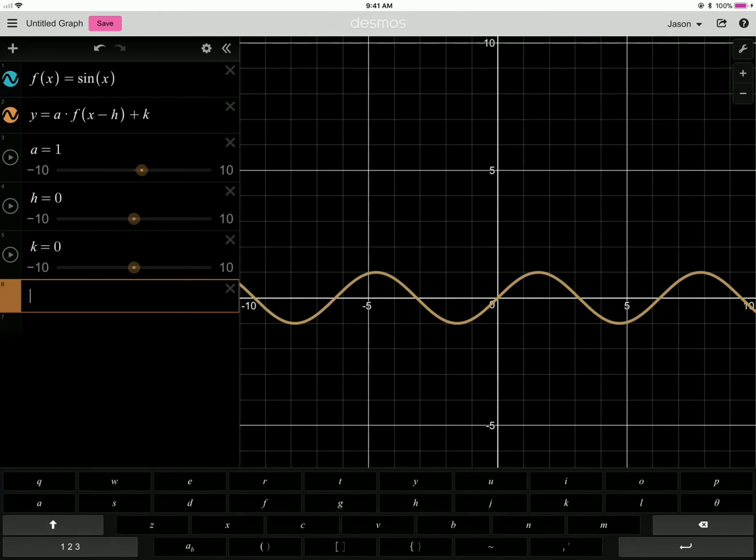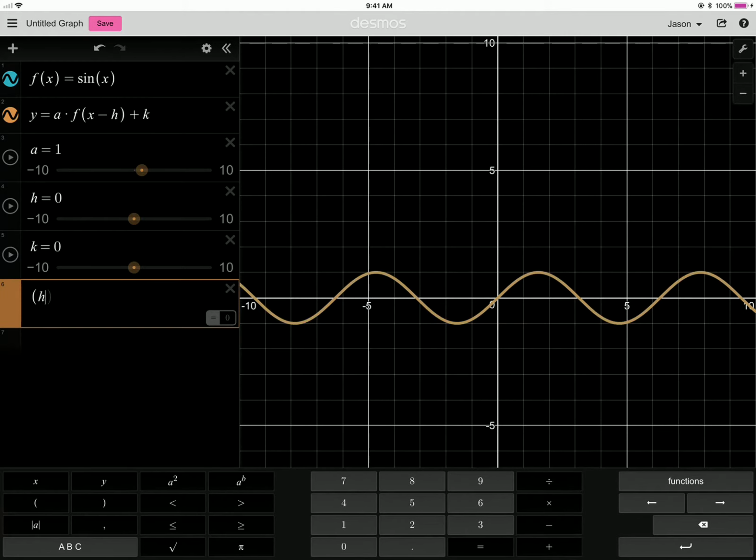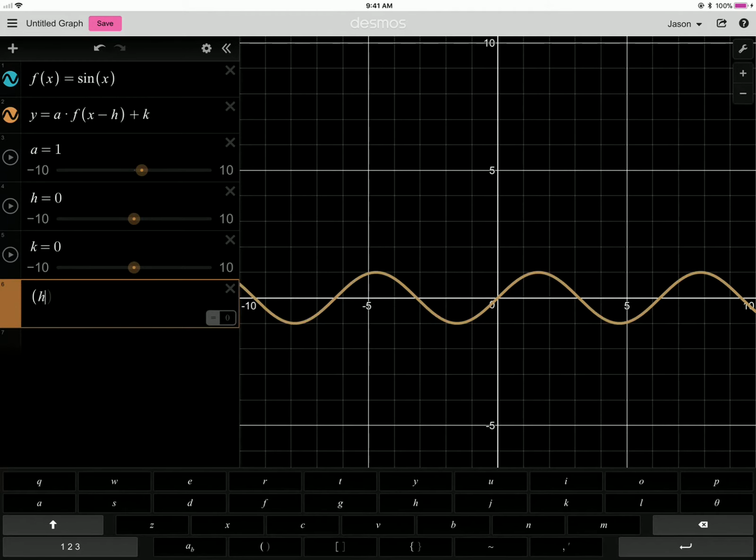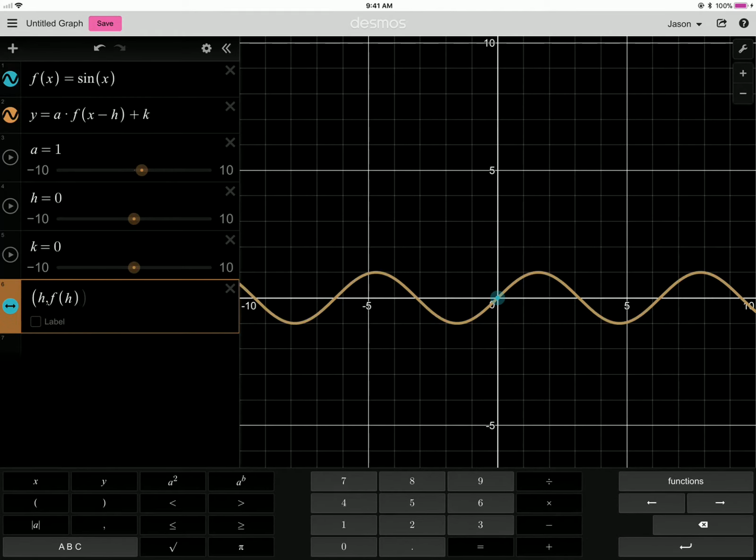So if I define the point as f of, let's see how this works. The point is going to be, let's go with h. So whatever h is, that's going to be the x value of my point. And then f of h, meaning I'll plug it in and get my y value. Let's label that point and see if it moves with us. It starts at 0, 0, so we want to see that point as well.